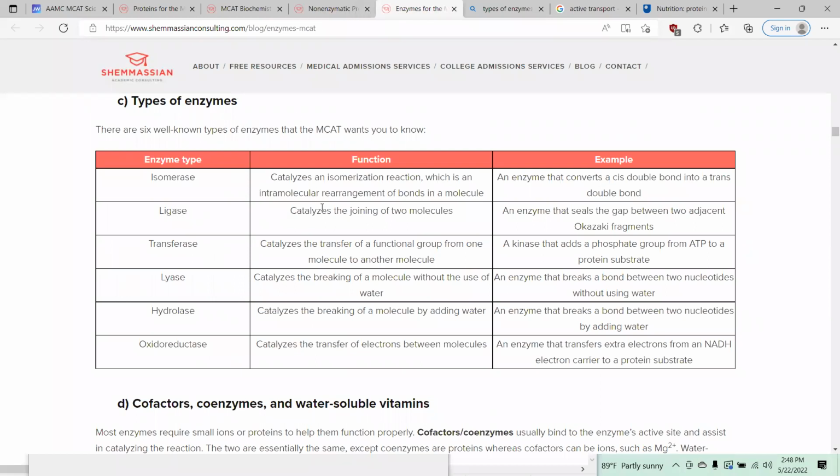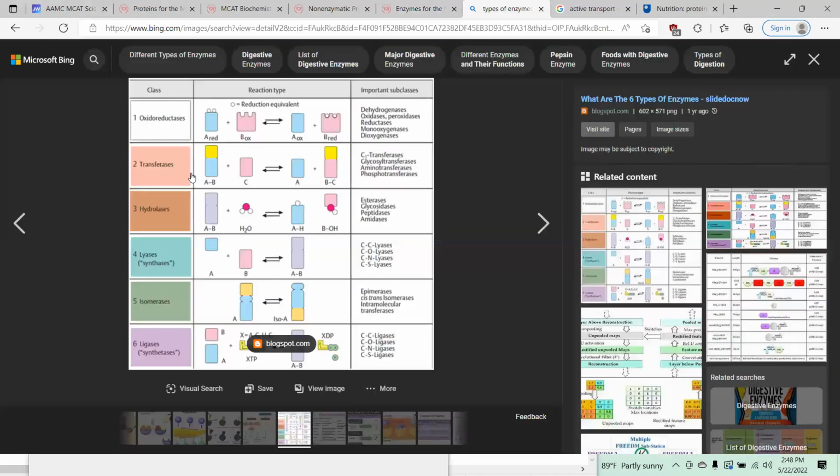Then we have a ligase. A ligase is very friendly. It just joins two things together. You often hear about this with DNA ligase, and we'll get to this when we talk about DNA and Okazaki fragments. Then we have transferase. A transferase is going to transfer a functional group from one molecule to another molecule. If you look at a transferase here, originally this has an A and a B, and a C is by itself. Then when the transferase does its action, the A is by itself because it transferred this yellow B to the other part. So that's transferase.